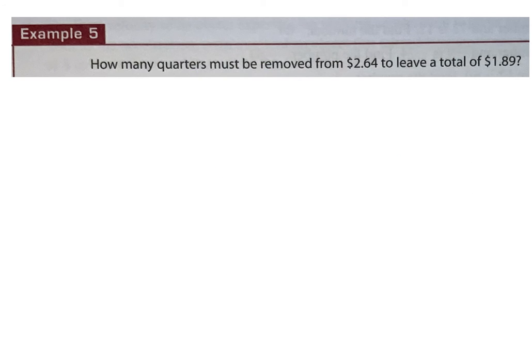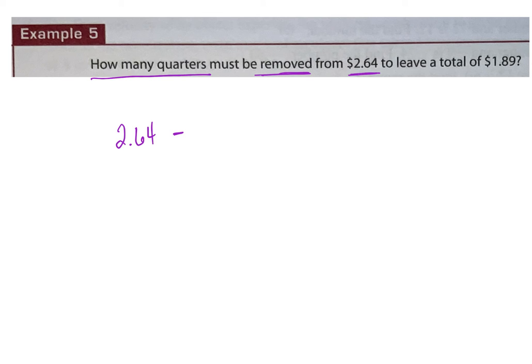All right, for this one, it says how many quarters must be removed from $2.64 to leave a total of $1.89? All right, so what am I starting with? How much money am I starting with? $2.64. I am removing. How do you think I'm going to remove money? Addition, subtraction, multiplication. Yeah, subtraction, right? So I'm going to subtract. And this says how many quarters. So what am I solving for? The number of quarters, right?